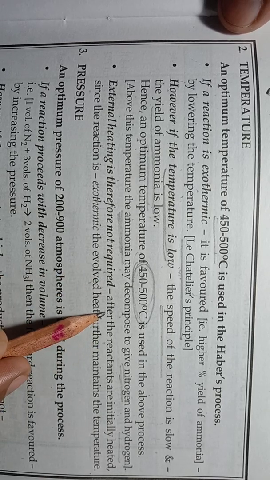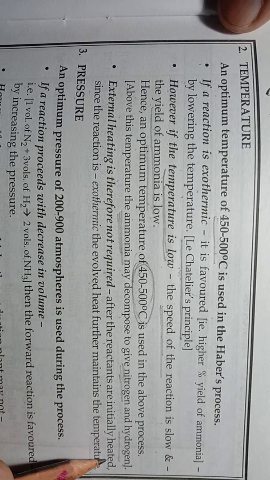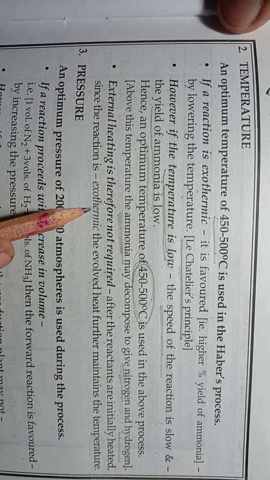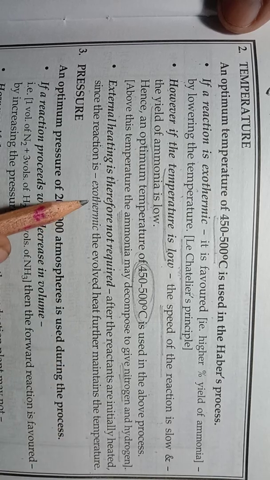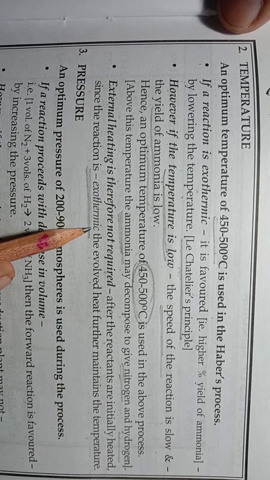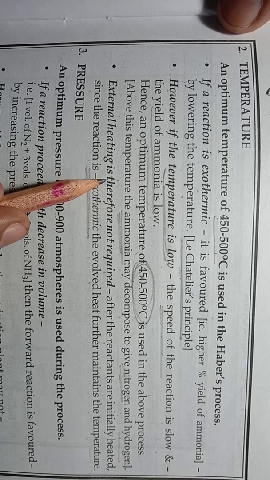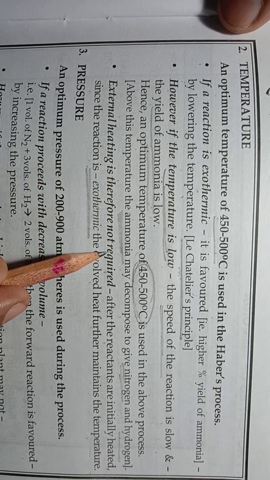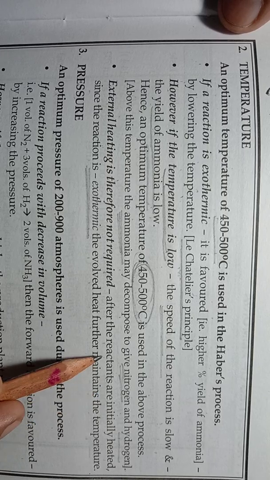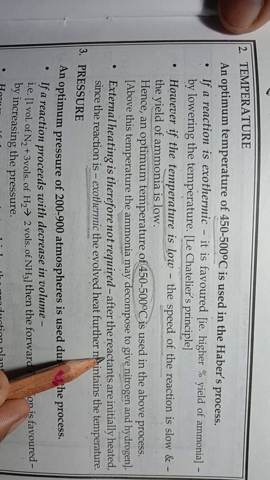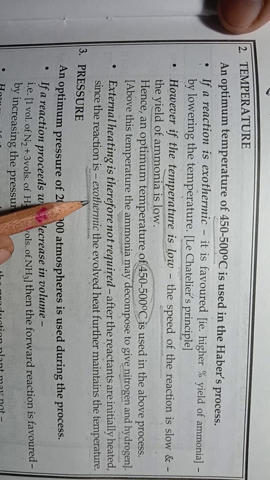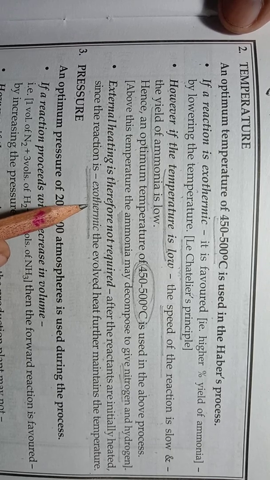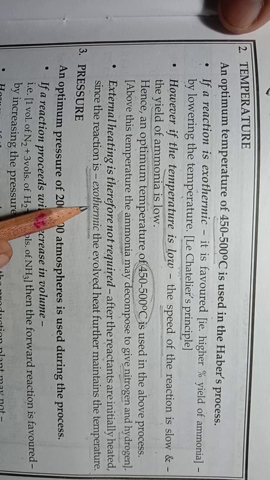Why? Because after the reactants are initially heated, since the reaction is exothermic, the evolved heat further maintains the temperature. So the reaction is exothermic in nature, and that is why we require heating only at the start of the reaction. After that, the reactants automatically will react because the reaction is exothermic in nature. So we do not need to provide heat continuously in Haber's process.